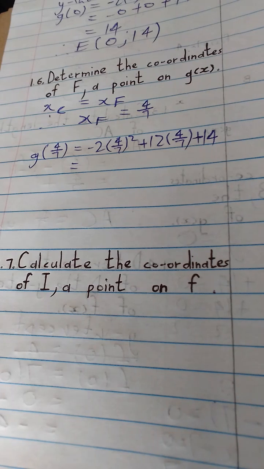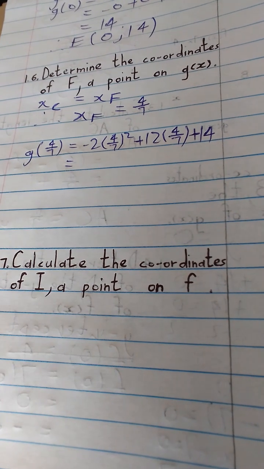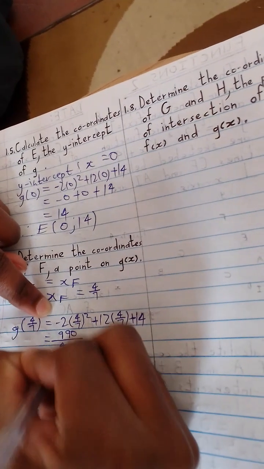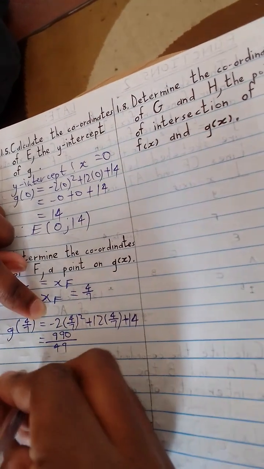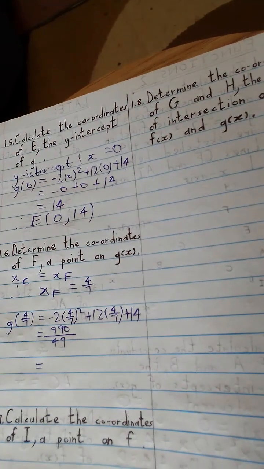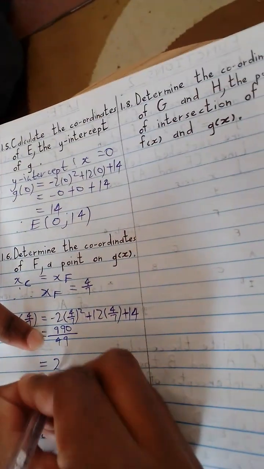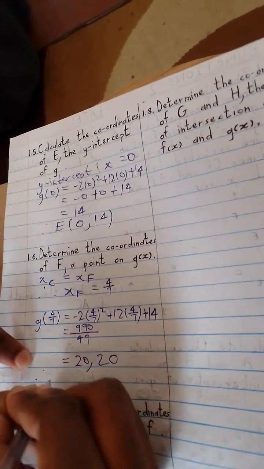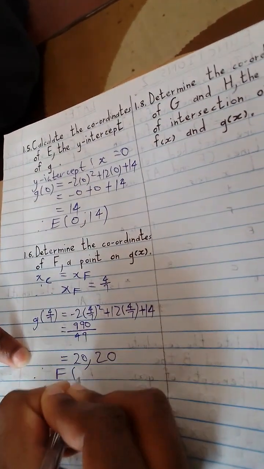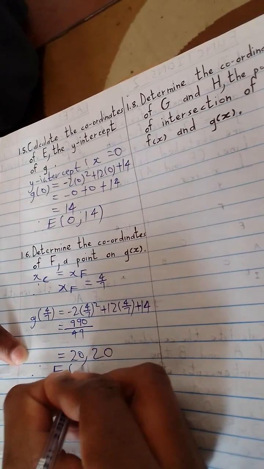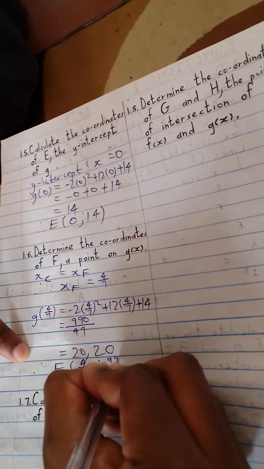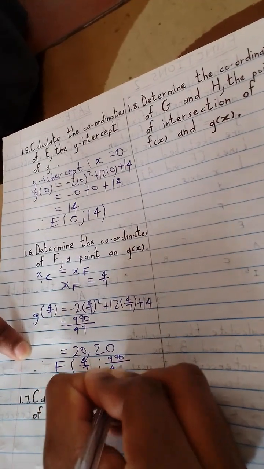Plus 14, 990 over 49, which you can write as 20,20. So F is the point, x is 4 over 7, y is 990 over 49.